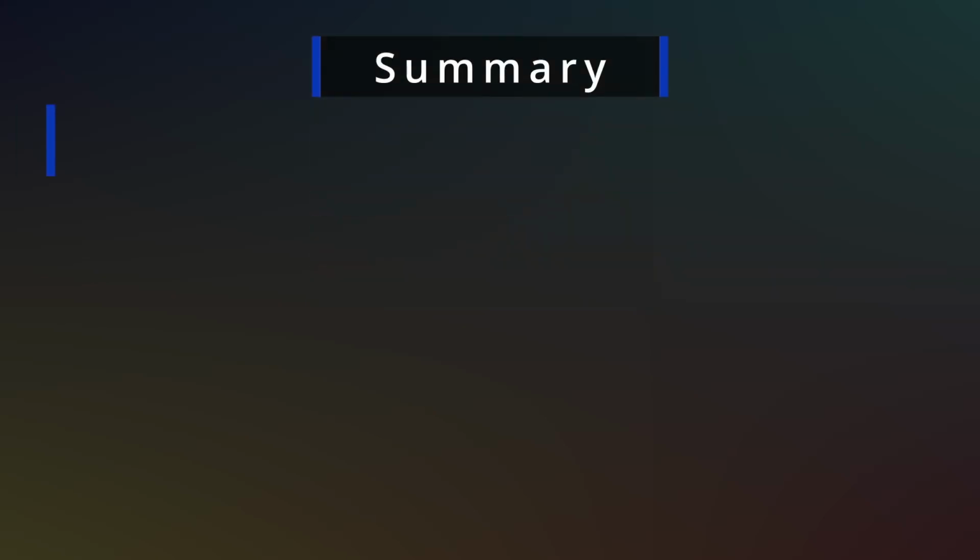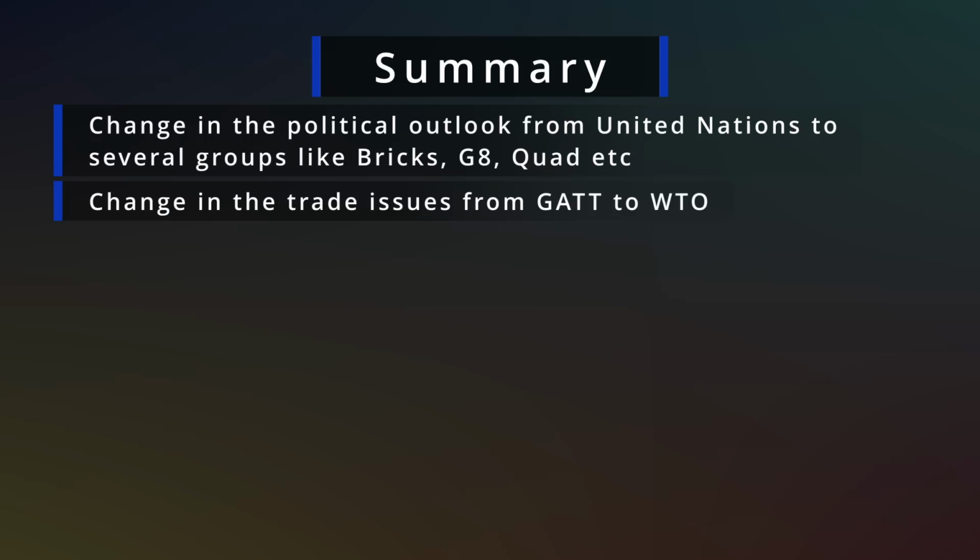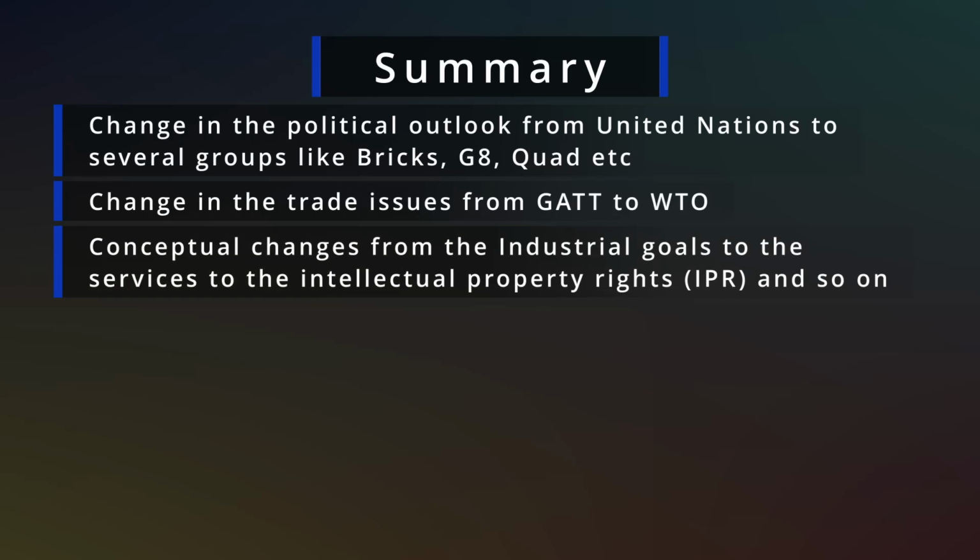So likewise, we also find that certain changes are taking place, as I said, in the WTO framework, in the United Nations framework, and also now because of cyber security, because of information technology. When we look at it in a summary form, we find broadly there is a shift in 5 or 6 aspects. One, in the political outlook, from the United Nations to several groups like BRICS, G8, the Quad, etc. And then we find the change in the trade issues from GATT to WTO, and the conceptual changes from industrial goods to services to intellectual property rights and so on.